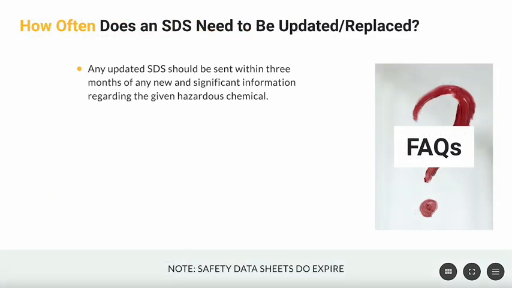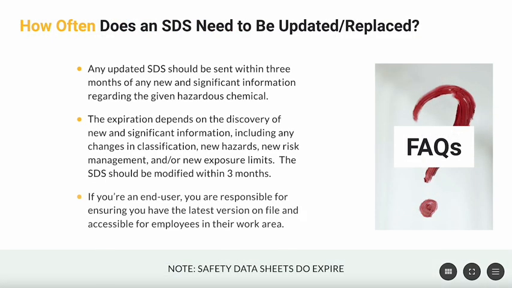It's important to note that while SDSs do expire, it's the information on the SDS that may change over time, not the chemical itself. Any updated SDS should be sent within 3 months of any new and significant information regarding the given hazardous chemical. The expiration depends on the discovery of new and significant information, including any changes in classification, new hazards, new risk management, and/or new exposure limits. The SDS should be modified within 3 months.